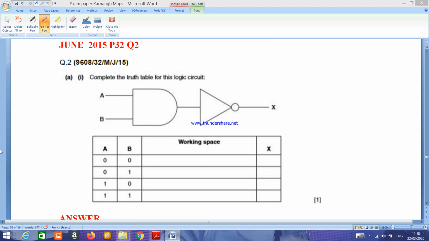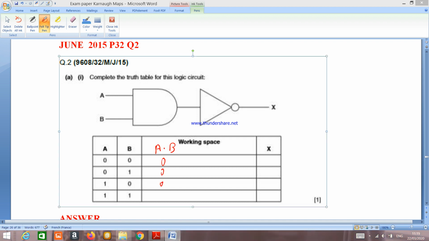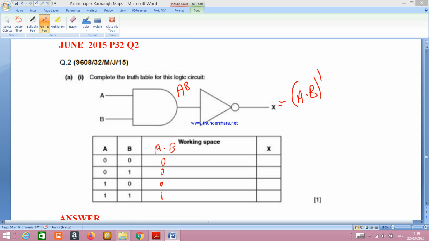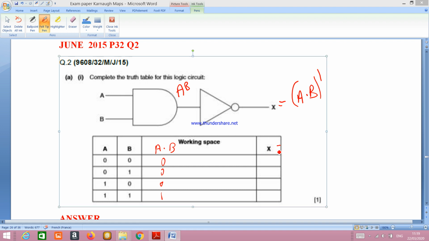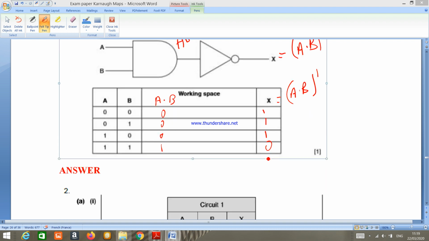Okay, this is very simple. It's a NAND gate. You can show your working. So this one you multiply A times B: 0 0 0 1. Then you dash. So this is A times B, then X is equal to (A times B) dash. So the answer will be X equal to (A times B) dash, the result 1 1 1 and 0. We go. This is correct.